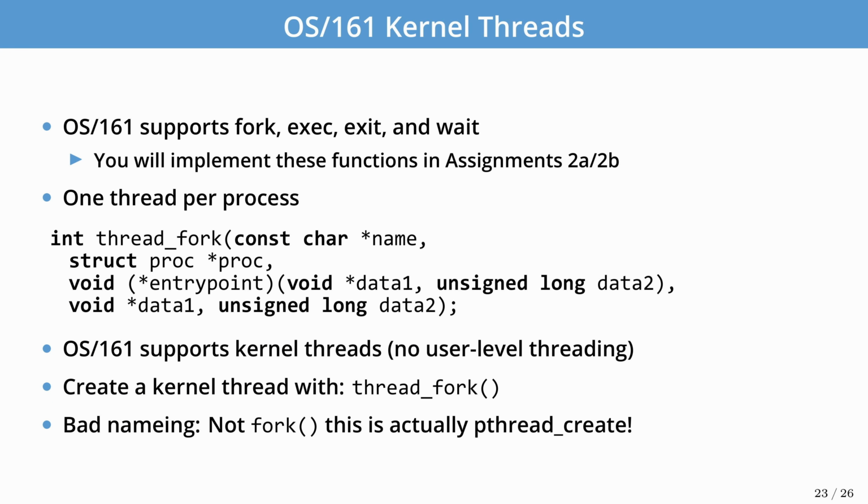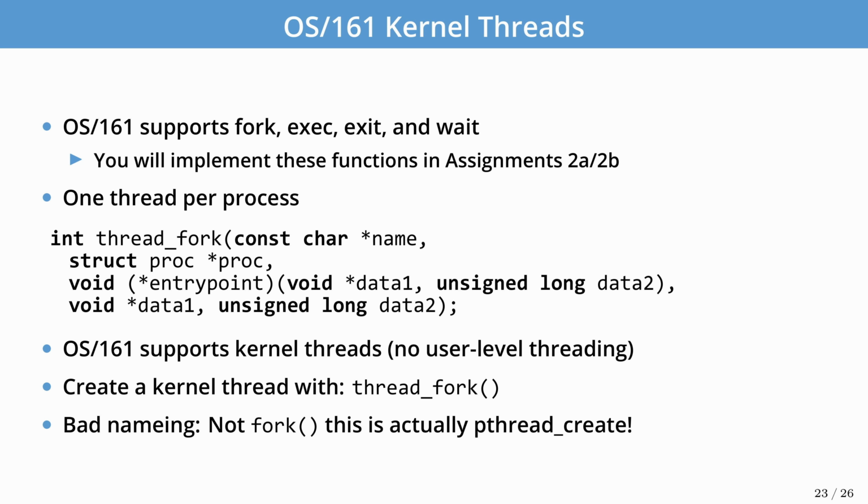Let's put all of this together to see how threads are implemented in OS 161. OS 161 supports fork, exec, exit, and wait for processes, and you're going to implement some of these functions in assignments 2A and 2B. But OS 161 only allows you to have one thread per process. Where threads come into play is in the kernel itself. OS 161 supports kernel threads. It doesn't have any user-level threading, so you can't use pthread functions, and that's why we implement assignment 1 in user space on a Linux system.